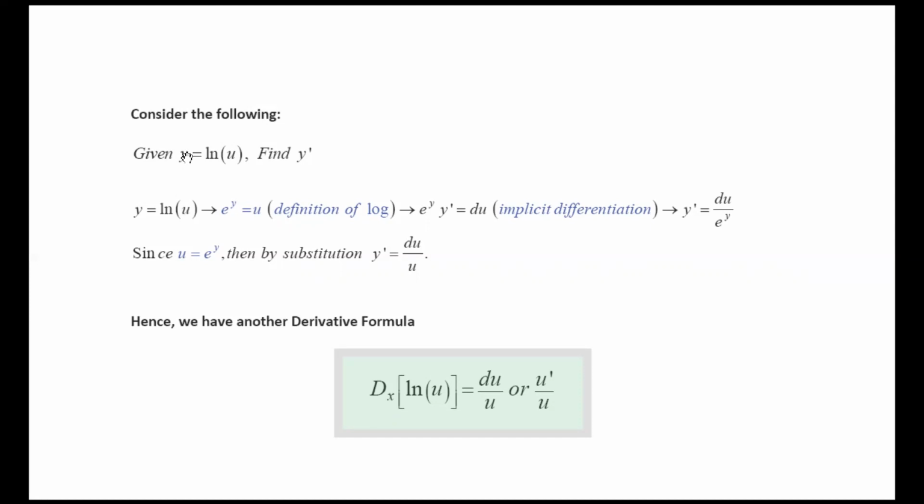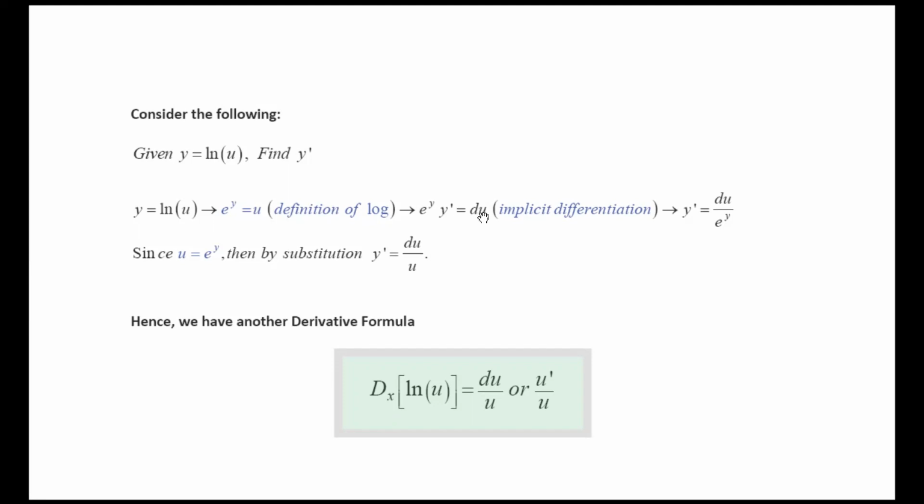That's the definition of logs. Now what we're going to do is take the derivative implicitly. Now we know how to find the derivative of e to the y. It's e to the y, and it's a y term, so put a y prime with it, and the derivative of u is equal to u prime or du. That's implicit differentiation.